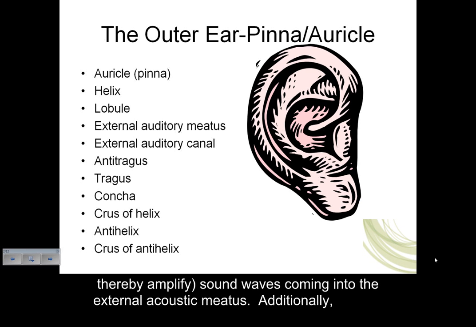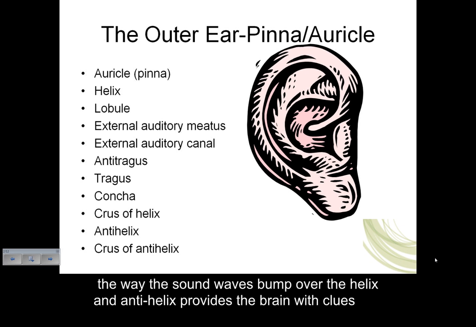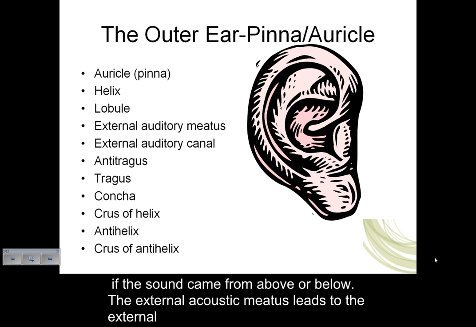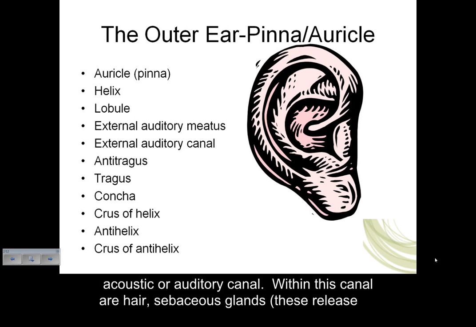The only purpose of the auricle is to gather and funnel, and thereby amplify, sound waves coming into the external acoustic meatus. Additionally, the way the sound waves bump over the helix and antihelix provides the brain with clues if the sound came from above or below. The external acoustic meatus leads to the external acoustic or auditory canal.